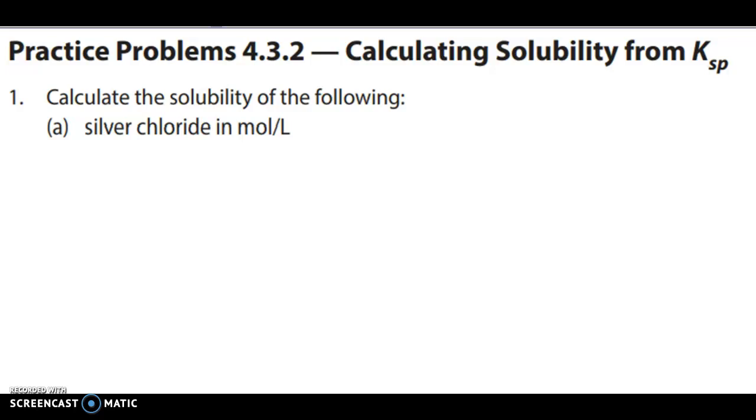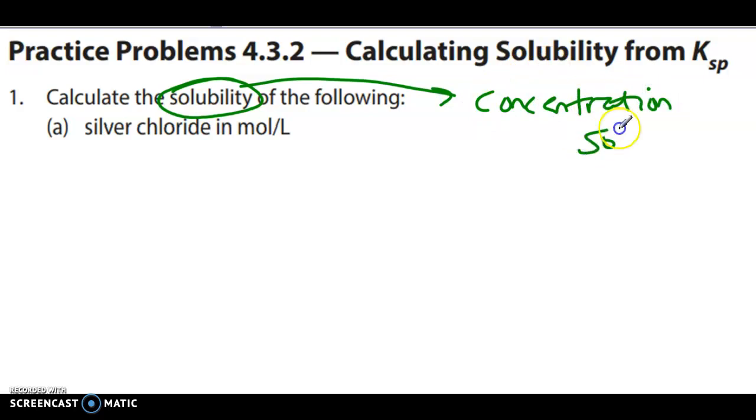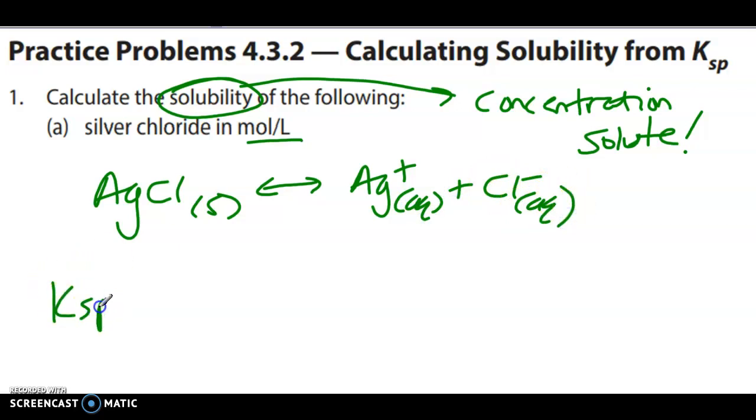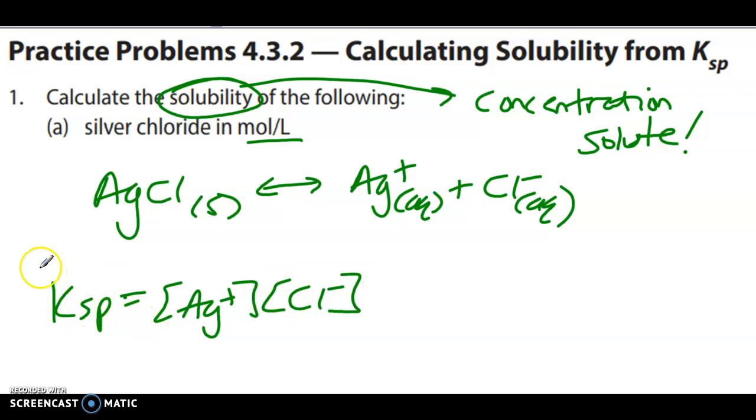So now we have a case where we are going to be asked to determine the solubility. Remember, anytime it's asking us to determine the solubility, that is the same thing as determining the concentration of the solute in your saturated solution, right? So we are looking at silver chloride and we want to express that in moles per liter. Okay, so silver chloride, here is our solubility equilibrium. So the KSP expression is going to be silver and chlorine. We can look up this KSP value from our data table. These concentrations we do not know, so we're just going to use X as our variable, right? Remember, it's a 1-to-1 ratio, so really it's 1X and 1X.